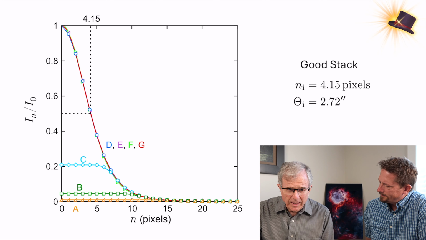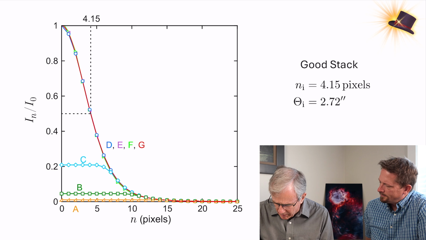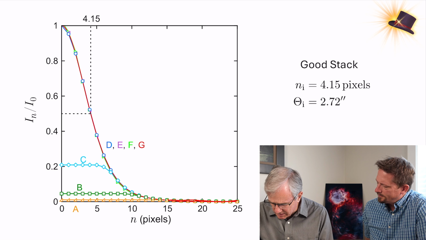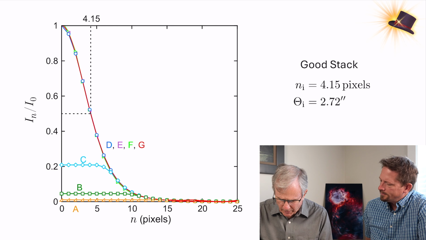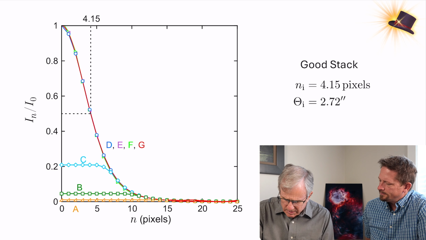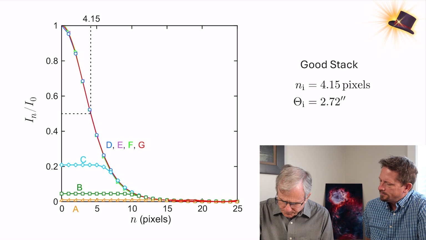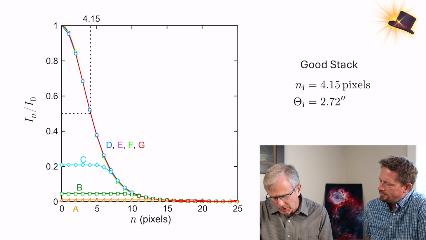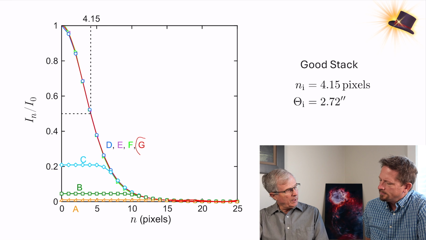So star A, here now star A is way down here at the bottom, but it does match everybody else as you get further and further away. Here's star B, star C, and then D, E, F, and G. And you can see that they all overlay quite well.